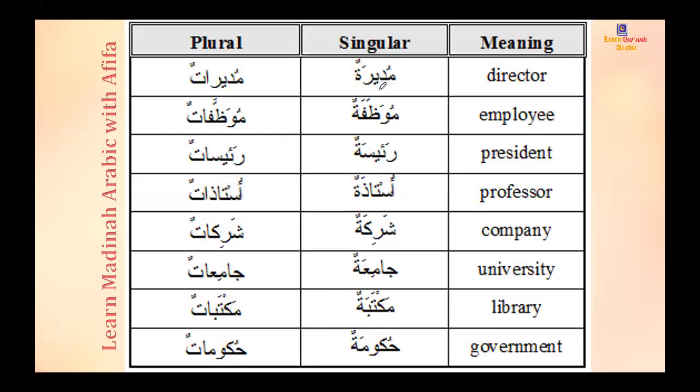So more examples for you to look at over here of female plurals that are formed by adding this suffix at the end. So president in Arabic is called Ra'is. If you add this ta marbuta, it becomes a female president. And some of these are objects that are female. For example, maktabatun is library, hukumatun is government. These are female objects.